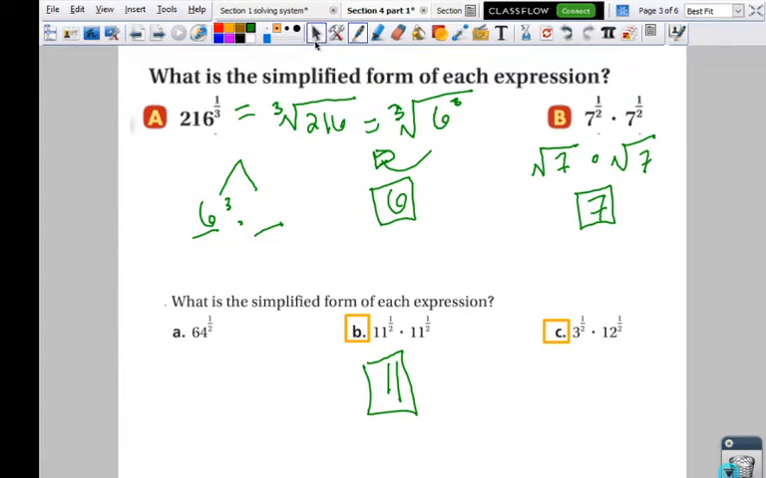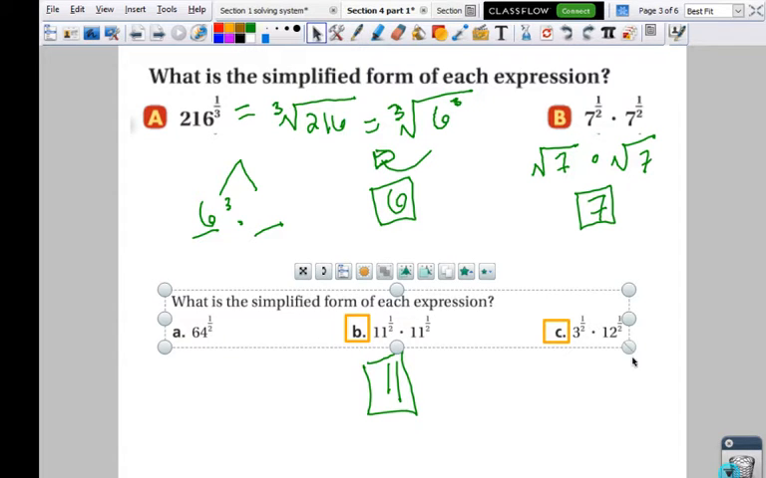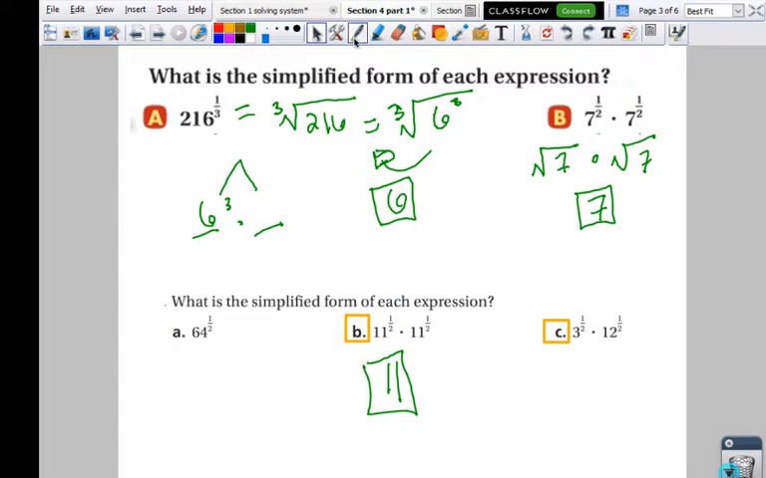I have 64 to the 1/2. So I can rewrite that in radical form, make it square root of 64, which I know off the top of my head is 8. So we're just doing numbers, like it's just equal to one number? Not always. Let's look at this one.